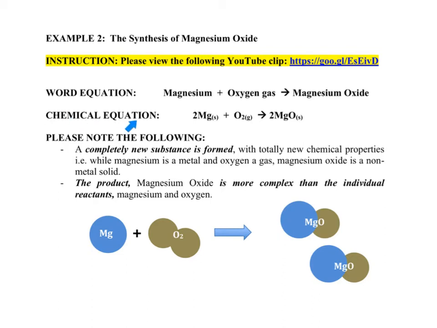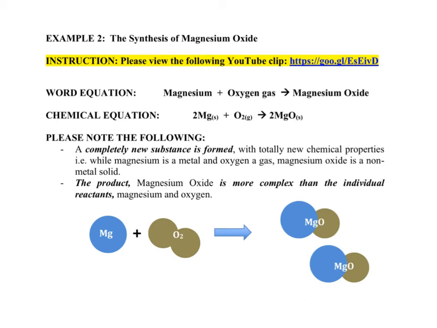So the chemical equation, or the symbol equation, would be 2Mg(s) + O2 → 2MgO. Two magnesium solid atoms will react with one oxygen molecule. Remember, oxygen is a diatomic substance. It's made up of molecules with two oxygen atoms, and it produces 2 magnesium oxide molecules.